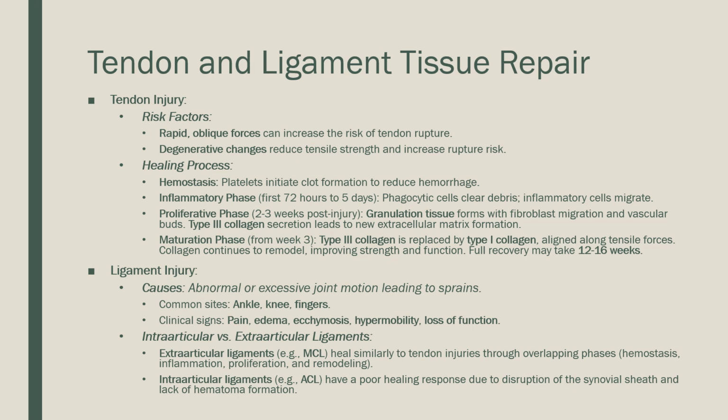Some of the healing impairments in ligaments include: after injury, the ACL releases large amounts of matrix metalloproteinases, also known as MMPs, which disrupt extracellular matrix turnover and hinder healing. MMP activity is less in the MCL, potentially explaining better healing outcomes compared to the ACL.